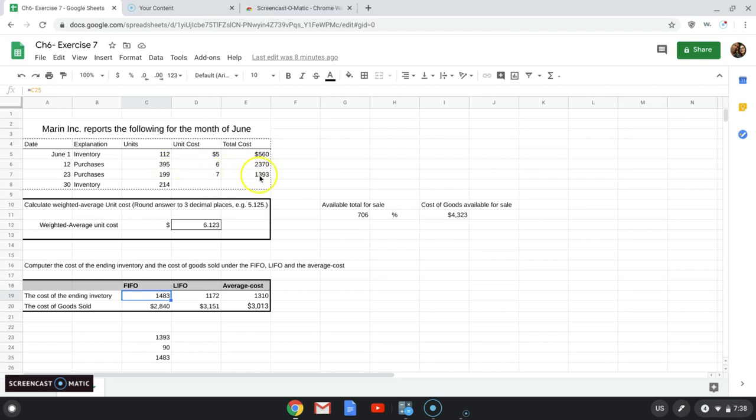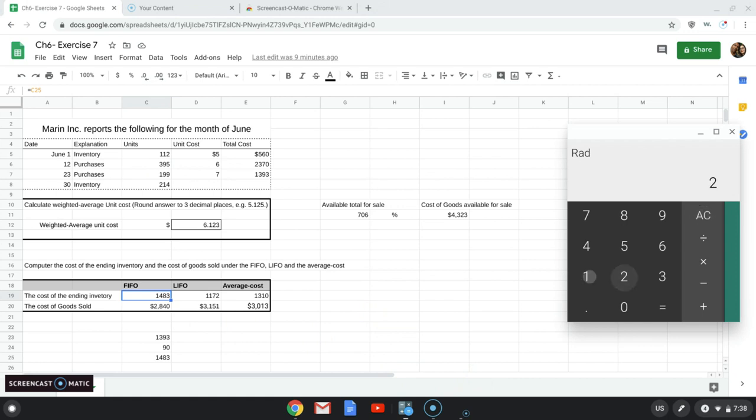So we have here already one answer. We're gonna get the difference of the last item purchased from the last inventory. The difference of 214 and the last purchase is 15. So we're gonna have this 15, which is the difference, times 6 of unit cost, which is 90.